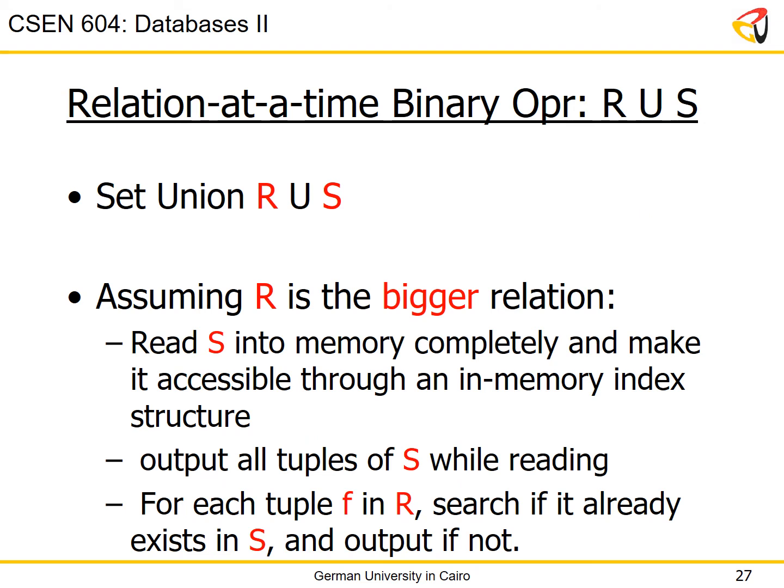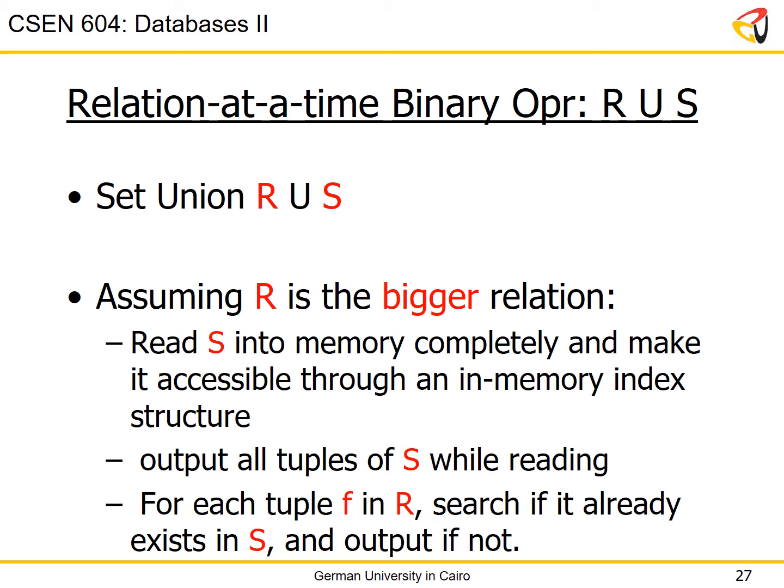So let's talk about when one of them fits into memory. Let's see the implementation of an operator that will do R union S. This is a set union, not a bag union like the one we've seen before. I will always use S, for small, so I remember S is the one that will fit in memory. What we're after here is an efficient way to do the operation R union S. So this will be our efficient strategy: I will read all of S into memory, which is what the first point here says, and make it accessible through an in-memory index structure.